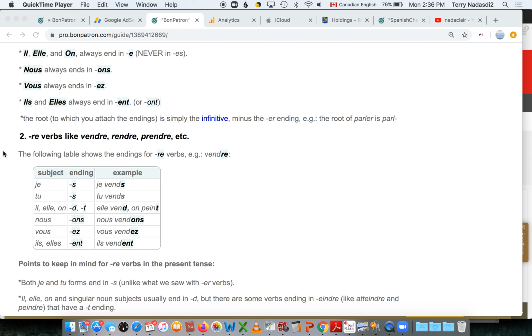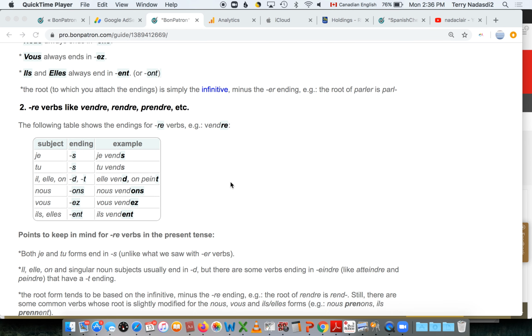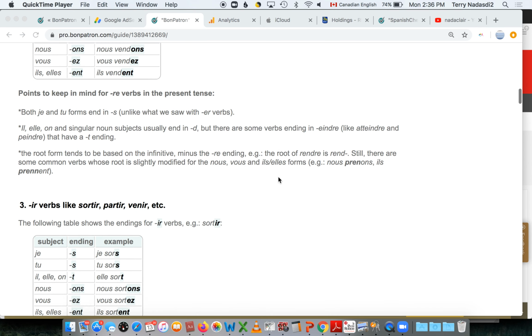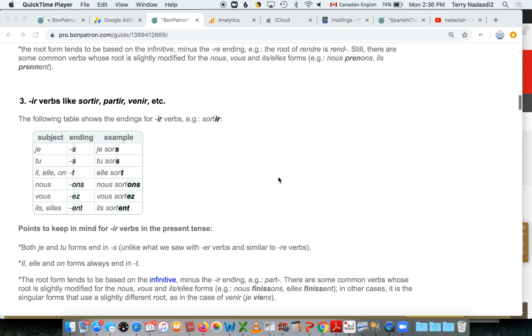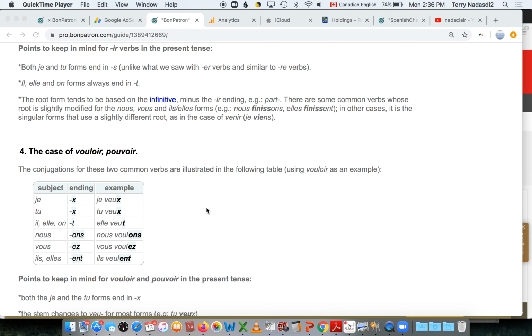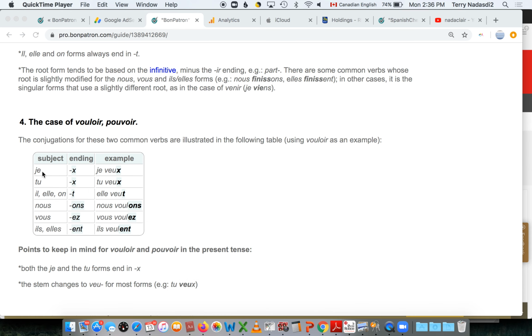RE verbs look a little different. First thing you'll notice is that, unlike in the ER verbs, now we see the S for the je person. So have a look at these because they're not the same. The IR verbs follow a pattern very similar to the RE verbs, where it's SS, and here it's always going to be T. Now, vouloir and pouvoir stand apart because they do have an X for the je form and the tu form. But here again, we have the T for the il, elle, third person.